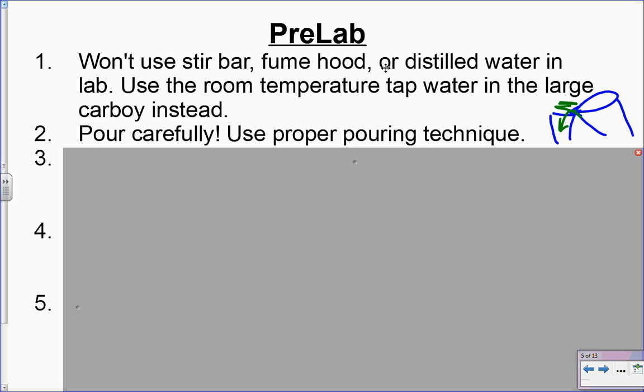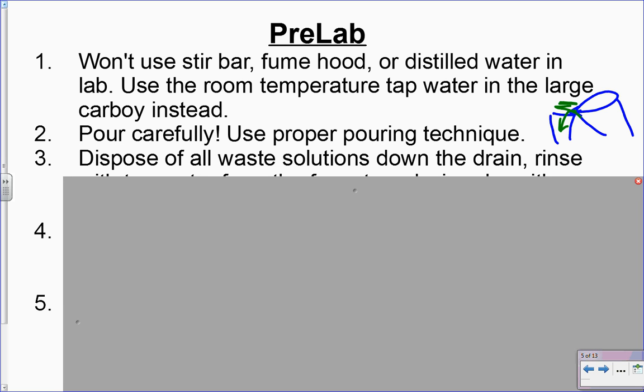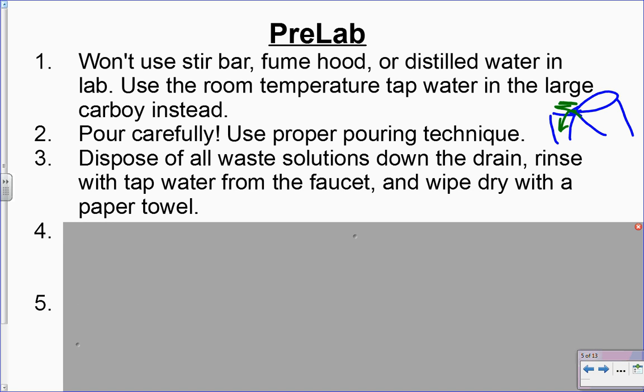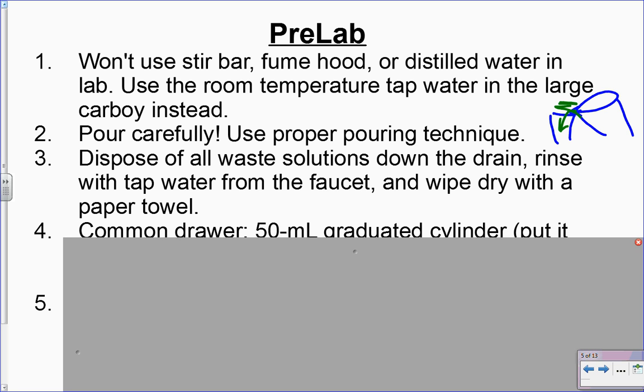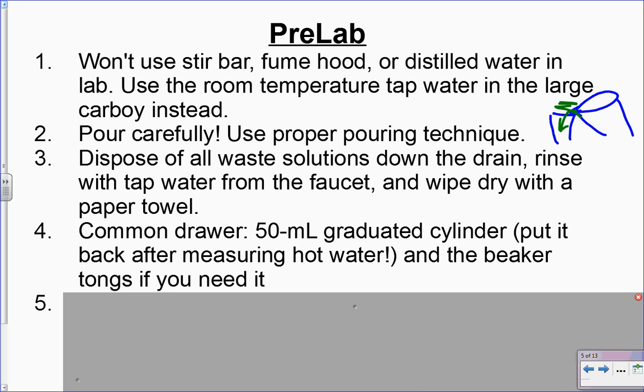Otherwise, you're going to make all kinds of messes. And be very careful to avoid contamination in this lab. Dispose of all your waste solutions down the drain, rinse with tap water from the faucet, and wipe it dry with a paper towel in between. So your calorimeter, as well as if you're getting your solutions in beakers, do that every single time to avoid contamination and to get as good of data as possible. You don't want any water left in there in this particular case.